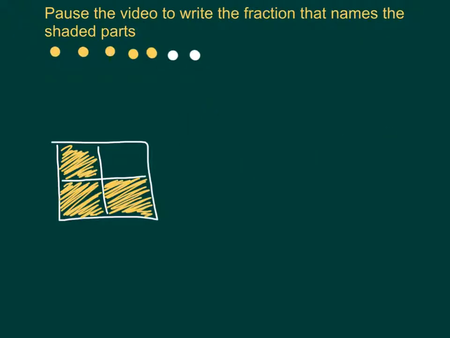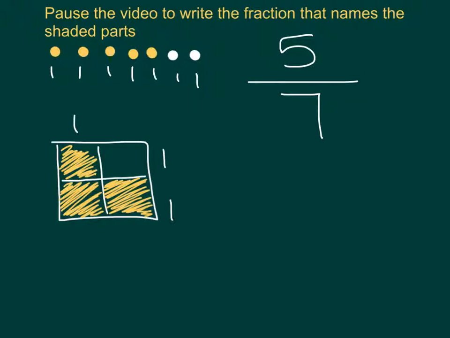Pause the video to write the fraction that names the shaded parts. For the first example, we have a total of 1, 2, 3, 4, 5, 6, 7 dots. So the whole is 7, and 5 of those 7 are shaded yellow. In the bottom, we have 1, 2, 3, 4 parts, and 3 of those are shaded yellow.